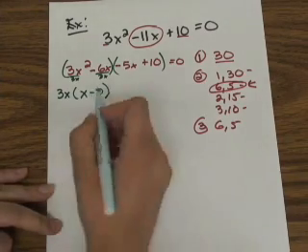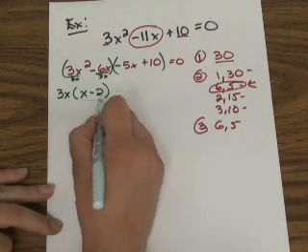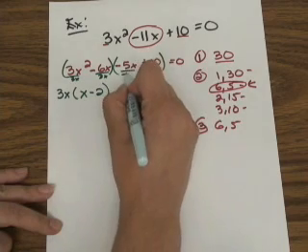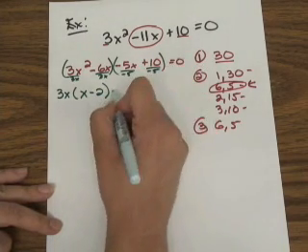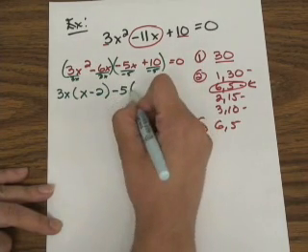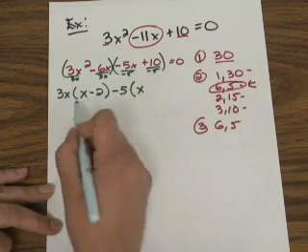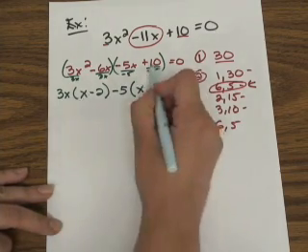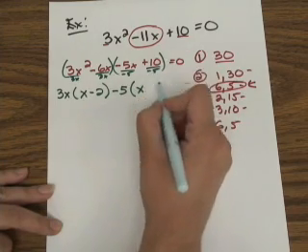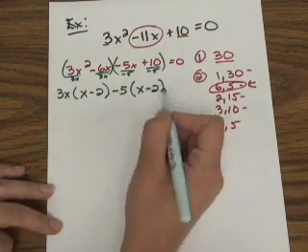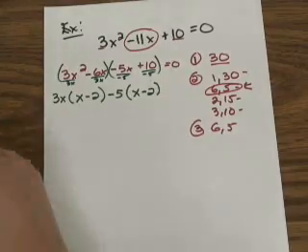Let's look at the second set. I have negative 5x plus 10. Since I want my binomial to have an x minus 2, I'm going to divide by negative 5. Negative 5x divided by negative 5 gives me a positive x, which is exactly what I need. And positive 10 divided by negative 5 gives me a minus 2. Again, exactly what I need.